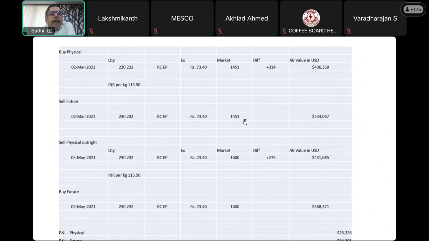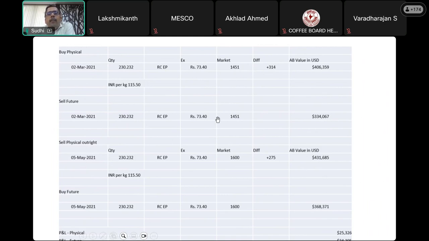So hypothetically, in most cases, when a commodity trader buys coffee in physical, he uses the future market to hedge the market risk. He buys coffee and he sells the future. The future price is $334K in terms of value. This is the activity which happened in March. Then he gets the opportunity to sell this coffee in the month of May.